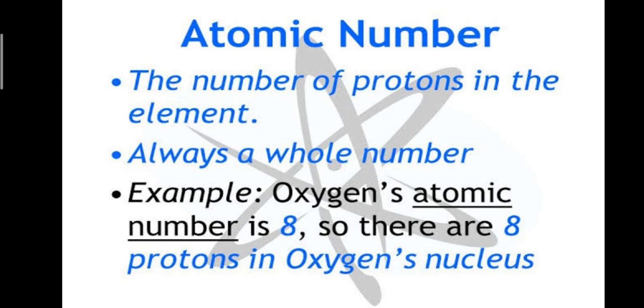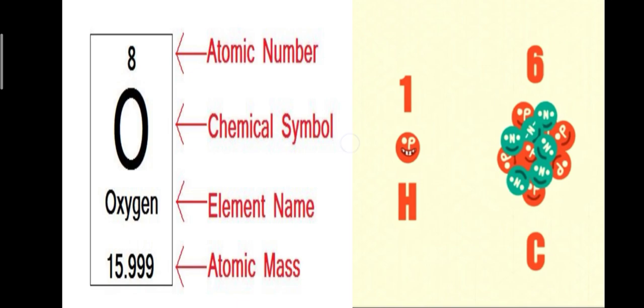Example, let's have another, that is oxygen. So the atomic number of oxygen is 8. From this number we came to know that oxygen's nucleus has 8 protons. So there are 8 protons in oxygen's nucleus, which represents the atomic number 8. In this way the atomic number is given to the different elements.